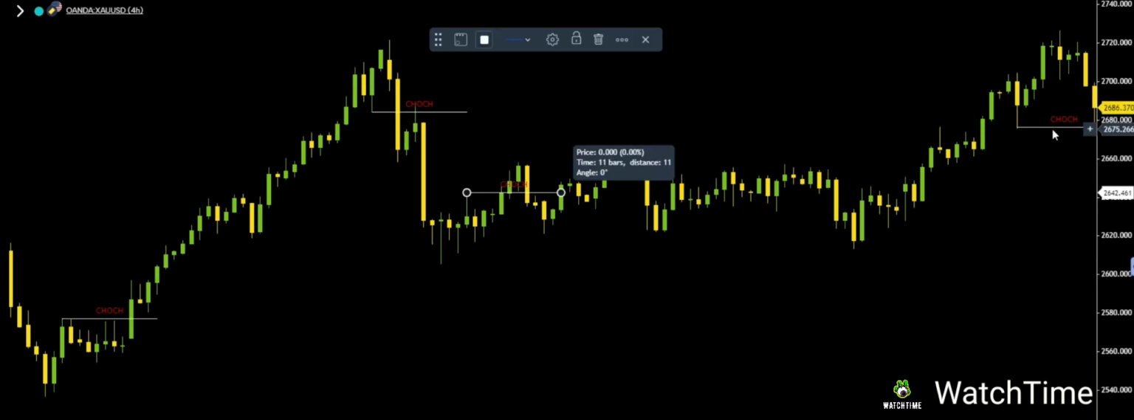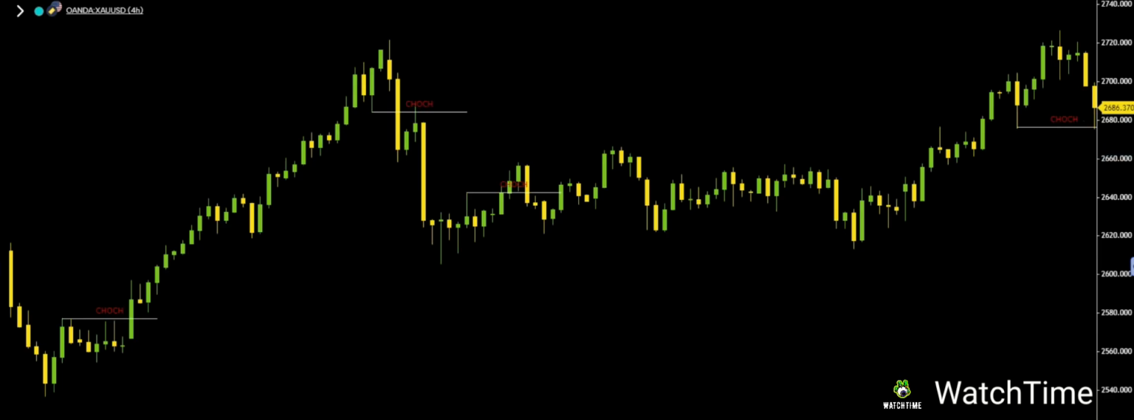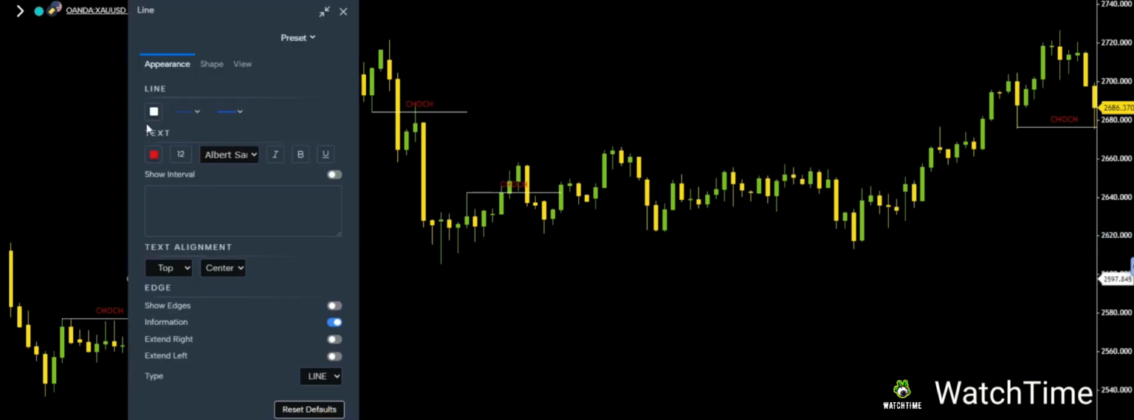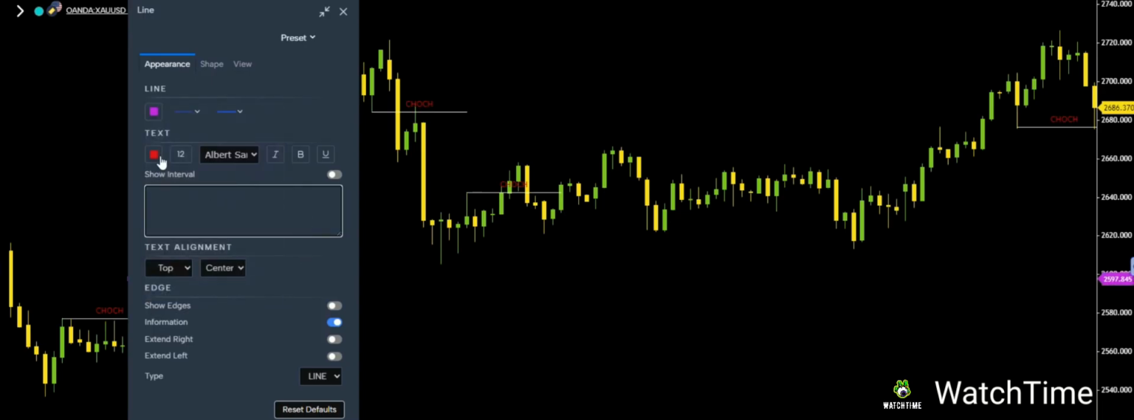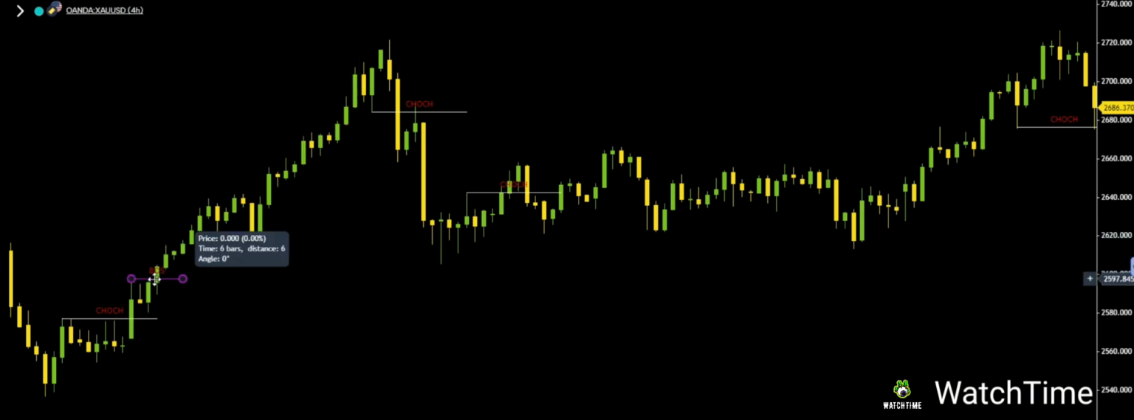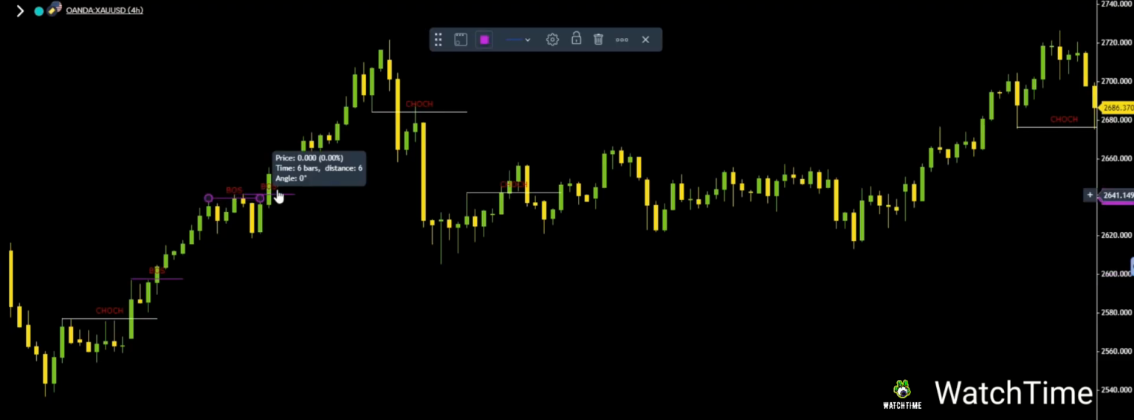Identifying CHoCH in an uptrend. In an uptrend, a CHoCH can be spotted when price fails to make higher highs and instead starts forming lower highs. This indicates a loss of bullish momentum. Example: price is making higher highs, but instead of continuing upward, it forms a lower high after a small pullback. This is a red flag. It's a signal that the market could be changing character, and a potential reversal may be coming.